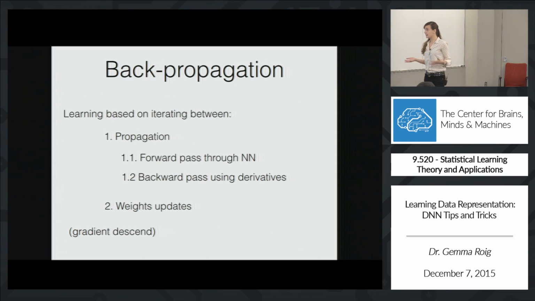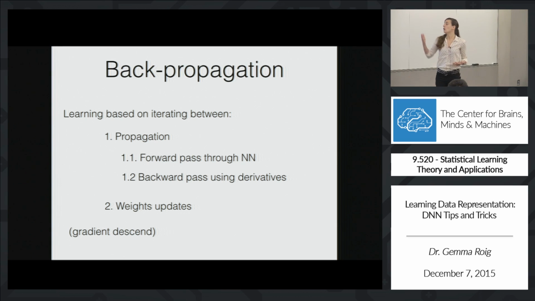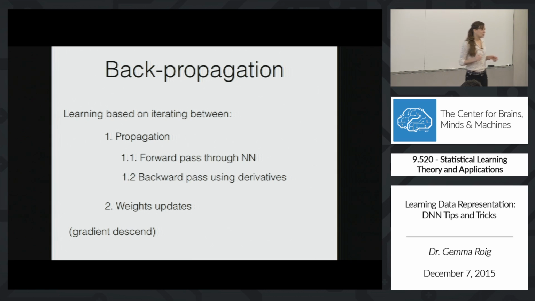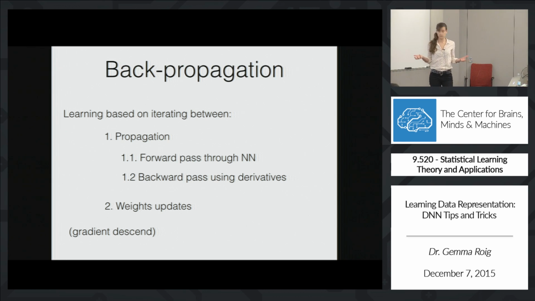And this is an iterative process of 2 steps. One step is the propagation. So you just forward pass your input through the neural network, and then you backward pass using this derivative with the chain rule. And then you do the weights update. If you do this process online, then you have the stochastic gradient descent, okay?